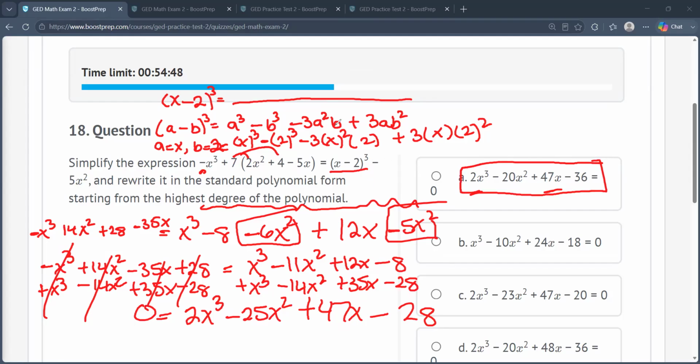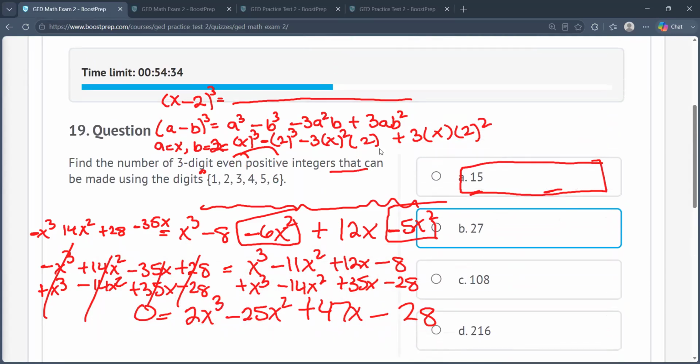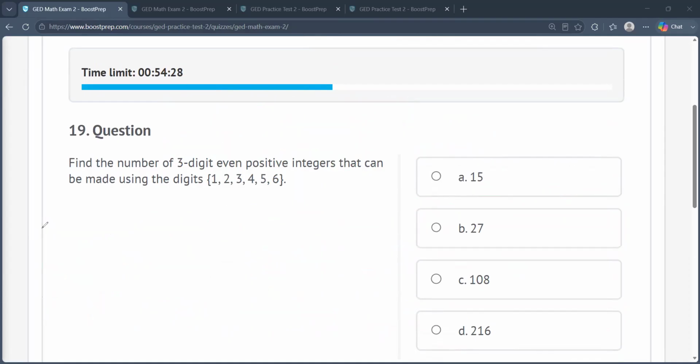Okay, so that is a trick. Even I make mistakes. So yeah, let's move on, because there are still other problems we have to do. Okay, question 19.